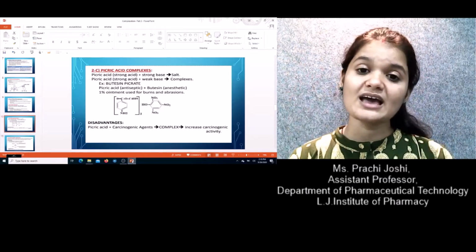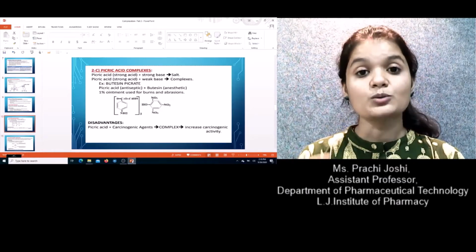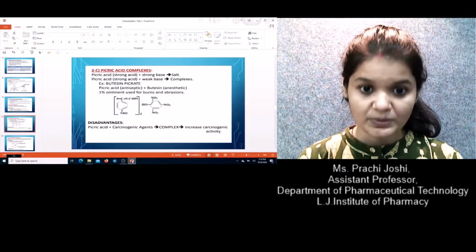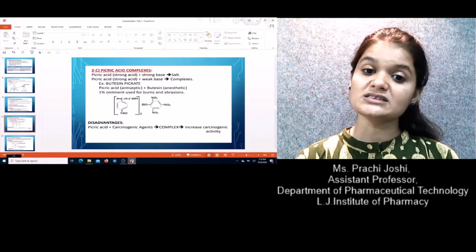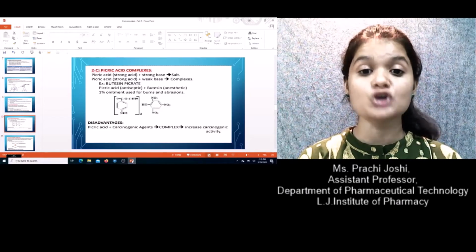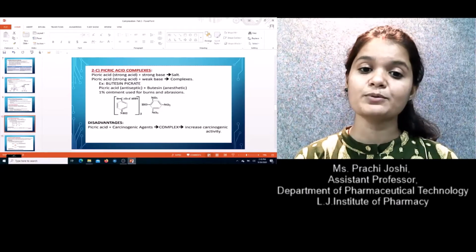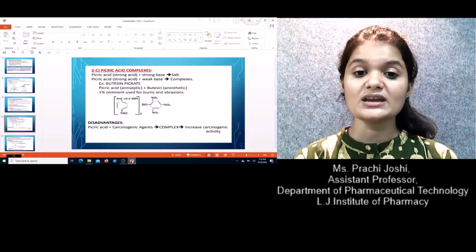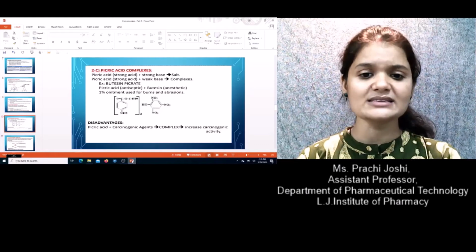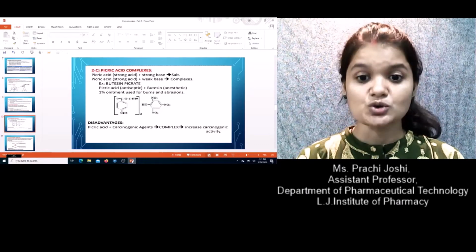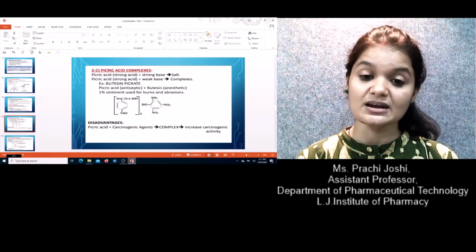This picric acid is a strong acid, but when it is combined with a strong base, it will generate a salt. But when this picric acid, being a strong acid, interacts with a weak base, it forms complexes. The best example is butesin picrate. When they interact with each other, the picric acid is antiseptic while butesin is anesthetic, so it can be used in burns and abrasions.